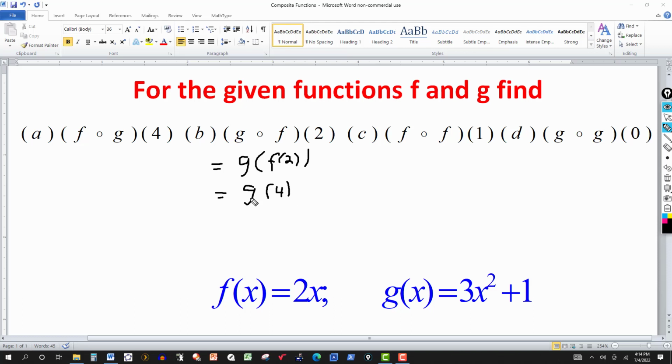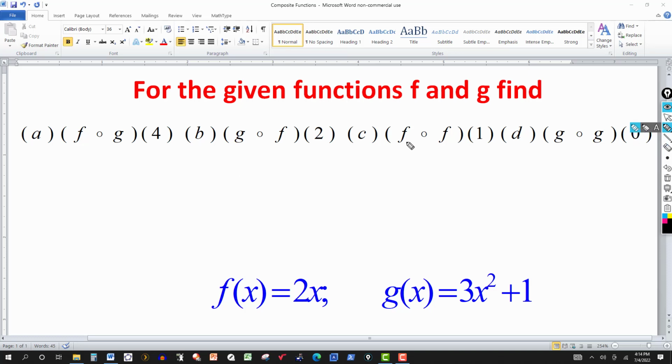Now we go to the g function. We want g of 4. Come over here and put a 4 where the x is. This will be 4 squared, 16 times 3, 48, and 1 gives me 49. So we're just evaluating composition functions, a function at a function.